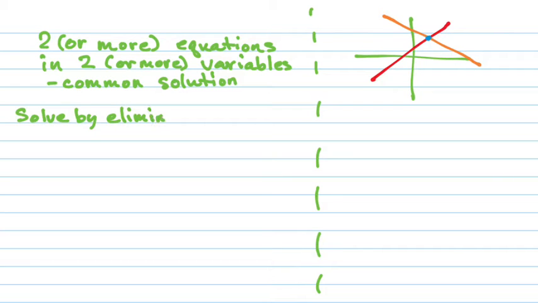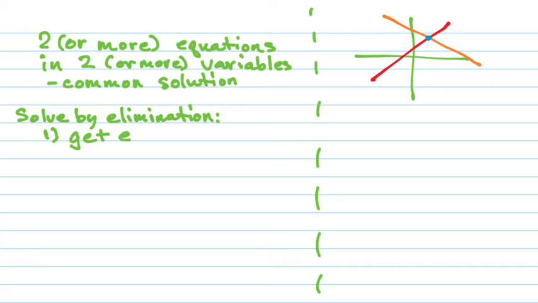What does it mean to eliminate something? Yeah, you're going to get rid of it. So we're going to eliminate one of the variable terms. And it doesn't matter which one. You can eliminate your X's or you can eliminate your Y's. It makes no difference whatsoever. And I'm going to show you some ways that you can pick which one you want to eliminate. Okay?